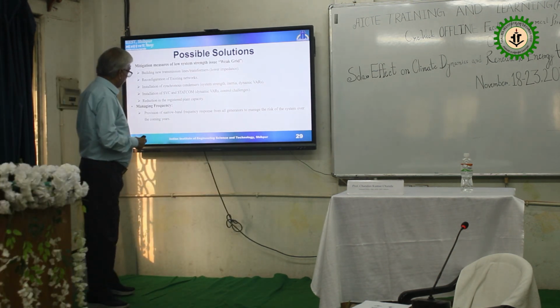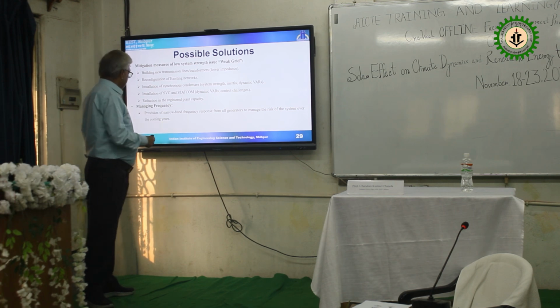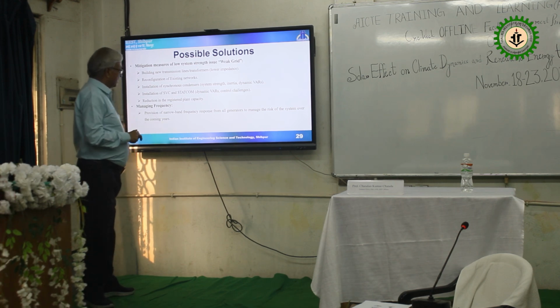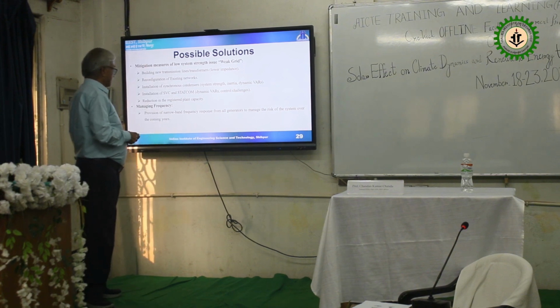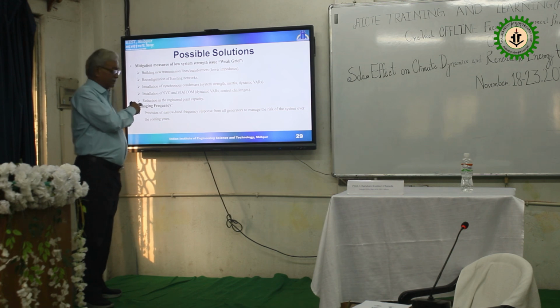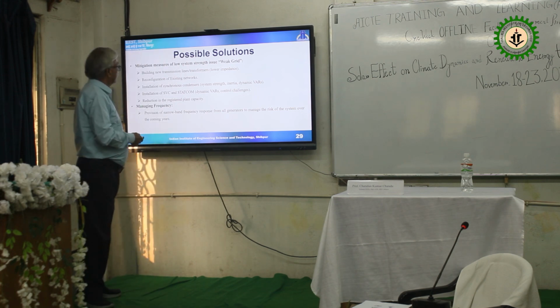Managing frequency, provision of narrowband frequency, that is really a challenge nowadays for the grid. Provision of narrowband frequency response from all generators to manage the system response over the coming years. This will be a real challenge again in the near future. It will be very difficult for engineers working in the field.